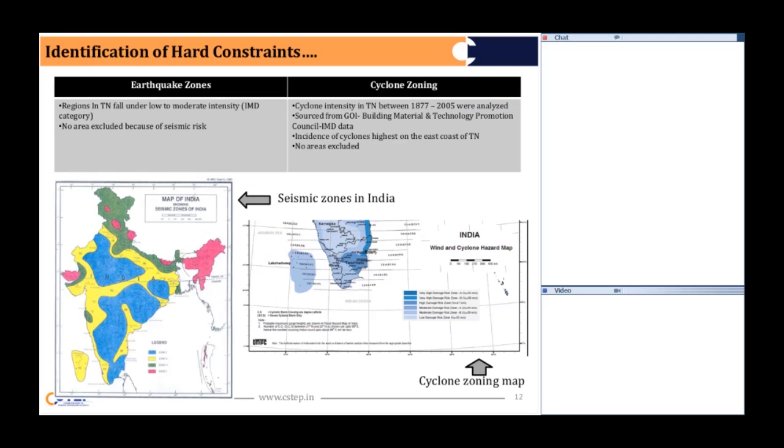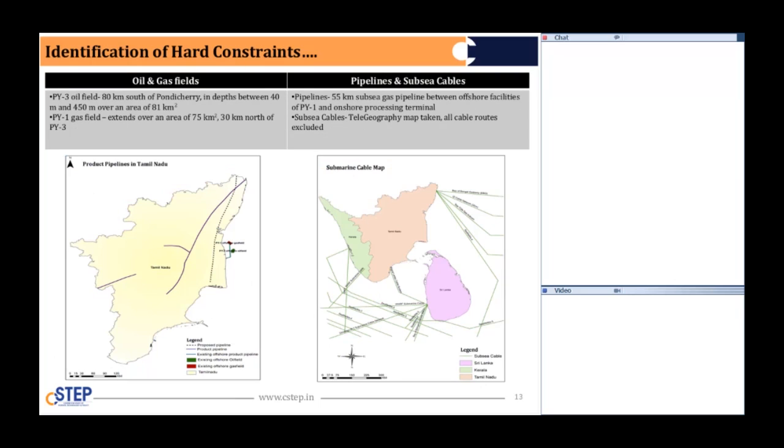Then earthquake zones, which are found to be low to moderate in Tamil Nadu, were procured. So this is the IMD data set, and no area was therefore excluded from study because these were low to moderate. Cyclone zones too were studied from the IMD database from 1877 to 2005. And it was observed that the intensity of cyclones is high on the east coast of Tamil Nadu, but again, those zones were excluded from cyclone zoning.